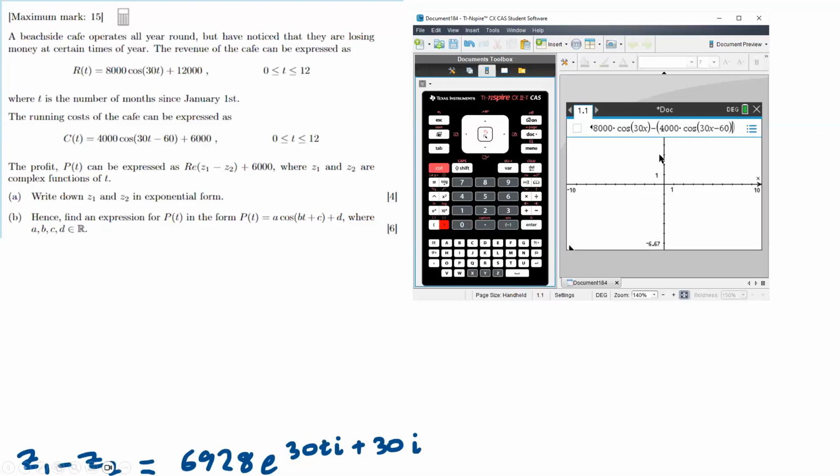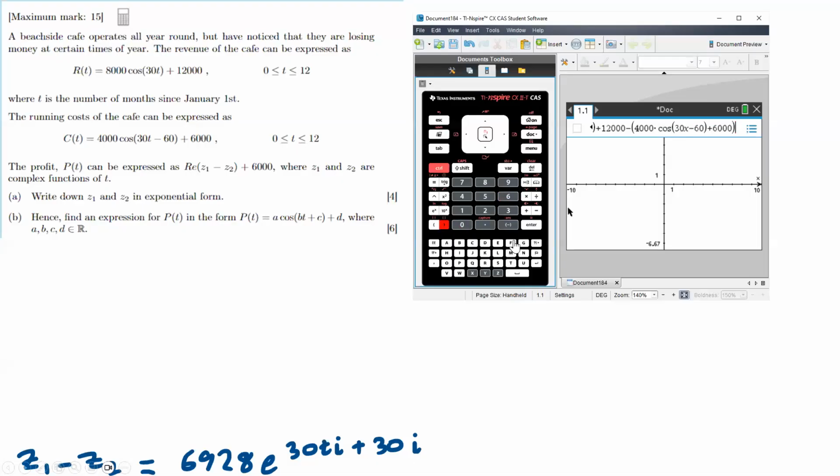And that was plus 6,000. I think I've forgotten something here too. Sorry, the revenue function had a plus 12,000 after the cosine function. And then the entire cost function had a plus 6,000 after the cosine function, and then the brackets were closed around that.